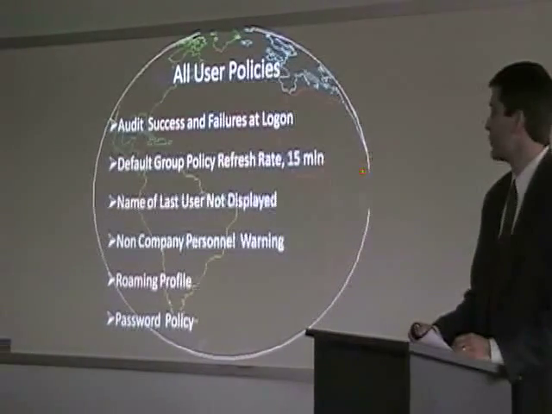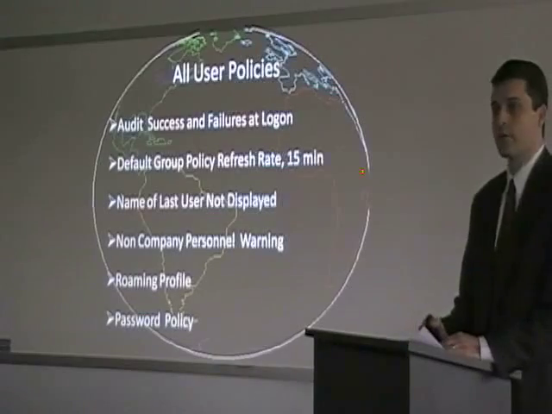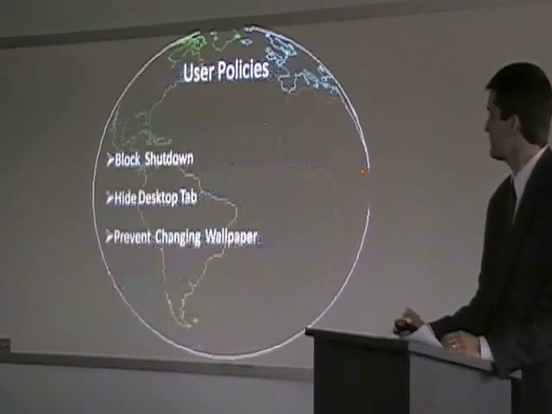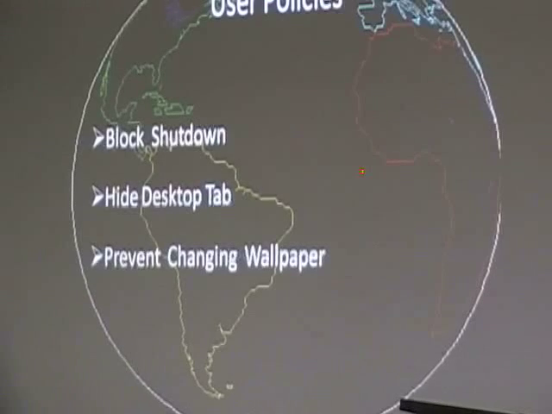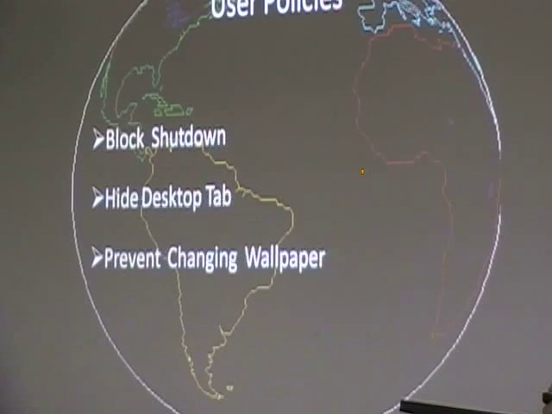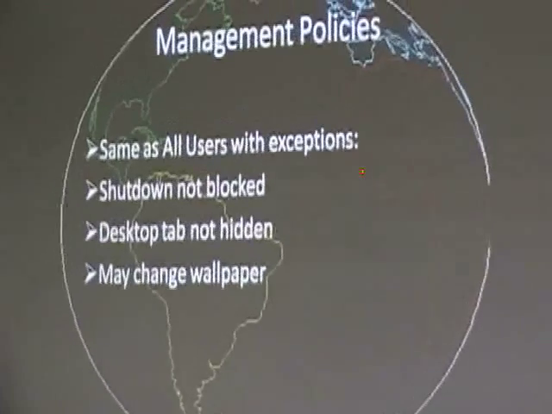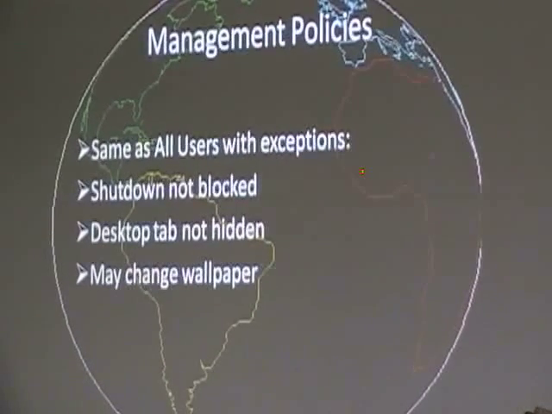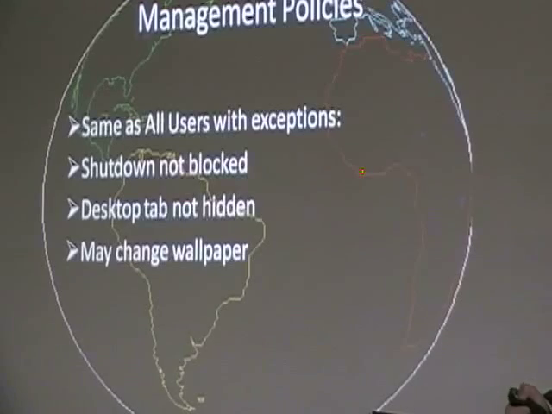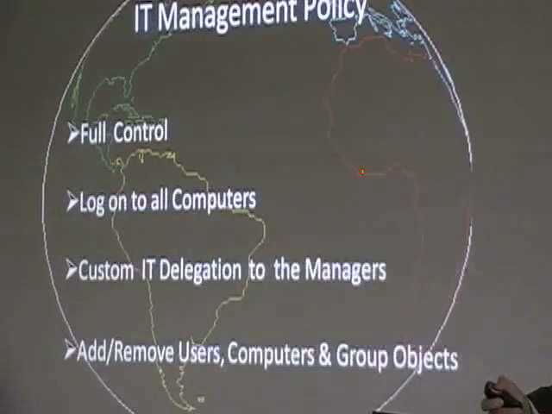We did initiate roaming profiles through group policy and a password policy that we will go into more detail in a little bit. For general user and employee policies, we recommend that you block the shutdown option, hide the desktop tab, and prevent changing wallpaper to help increase productivity. Blocking shutdown would particularly help the IT department. The management policies are the same as for all users, with the exception that shutdown is not blocked for managers. The desktop tab is not hidden, and they may change wallpaper as they so desire.